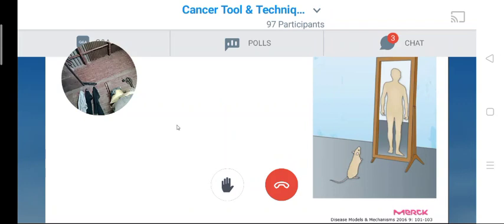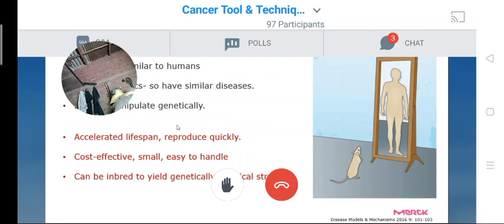There are reasons for it, right? The first is that the mouse is biologically very similar to humans. Genetics is very much similar, so they have very similar diseases. And the mouse is very easy to manipulate genetically. The lifespan is very short, right? The gestation period of a mouse is 3 weeks. So in 3 weeks, you can get the pups, right?